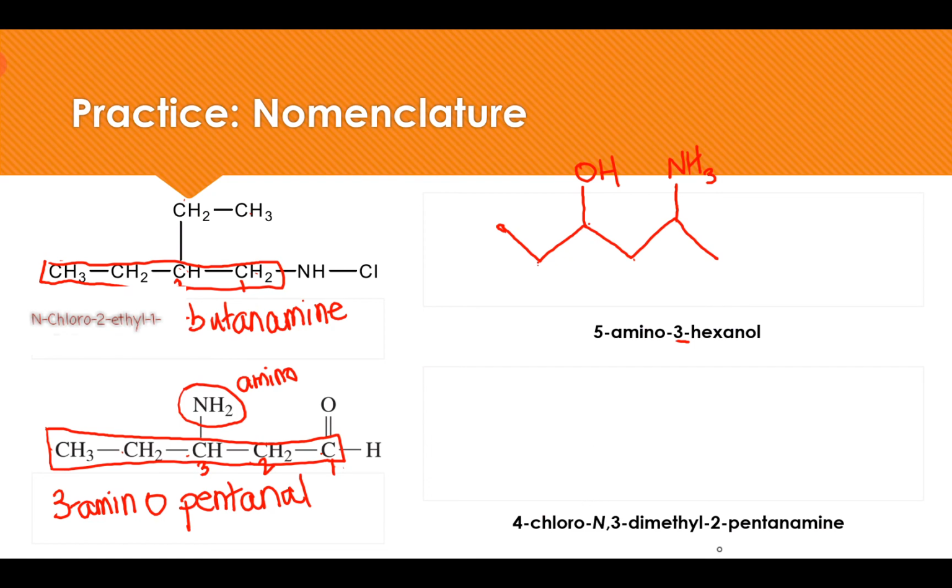So that's our suffix, and then we're minimizing its numbering. Now we have to draw this other molecule. This is 2-pentanamine. So it's going to be 1, 2, 3, 4, 5. And then off of the second carbon, we have an amine group. Then we have a methyl group off the nitrogen. We also have a methyl group off the third carbon. And then off the fourth carbon, we have a chloro group.